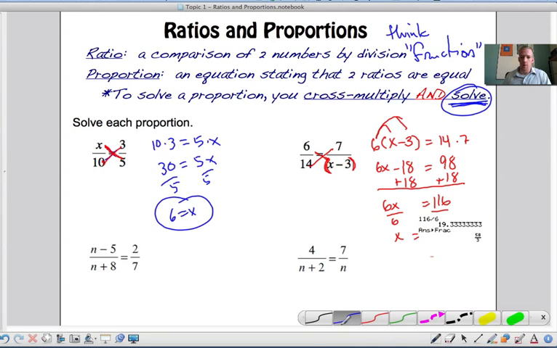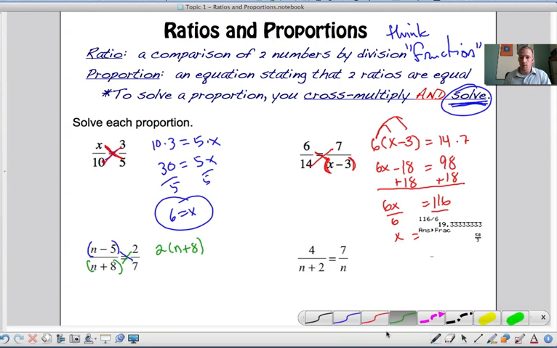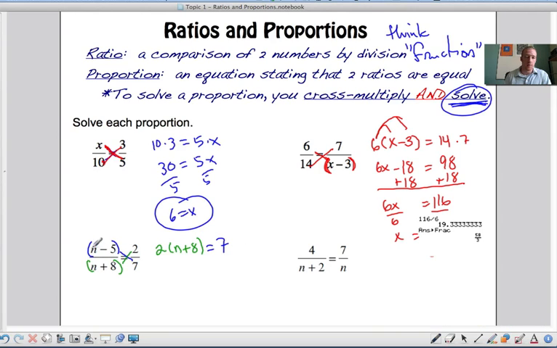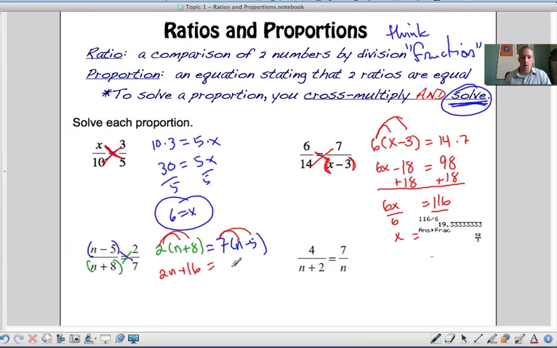Okay, so now we've got this. Now I have something crazy on the top. I've got to do this whole top times that bottom, and this whole bottom times that whole top. So 2 times n plus 8 equals 7 times n minus 5. And now we just follow the steps that we would normally follow to solve an equation like this. So distribute: 2n plus 16 equals 7n minus 35 because I distributed.